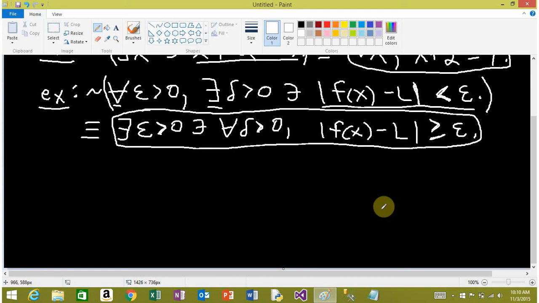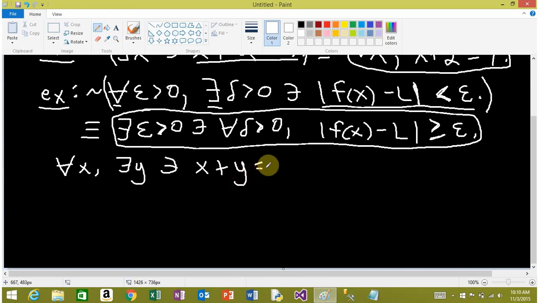So let's say we have a statement here. Let's say we have for all x, there exists a y such that x plus y equals 7. So we have for all x, there exists a y such that x plus y equals 7. So let's see if this is a true statement.